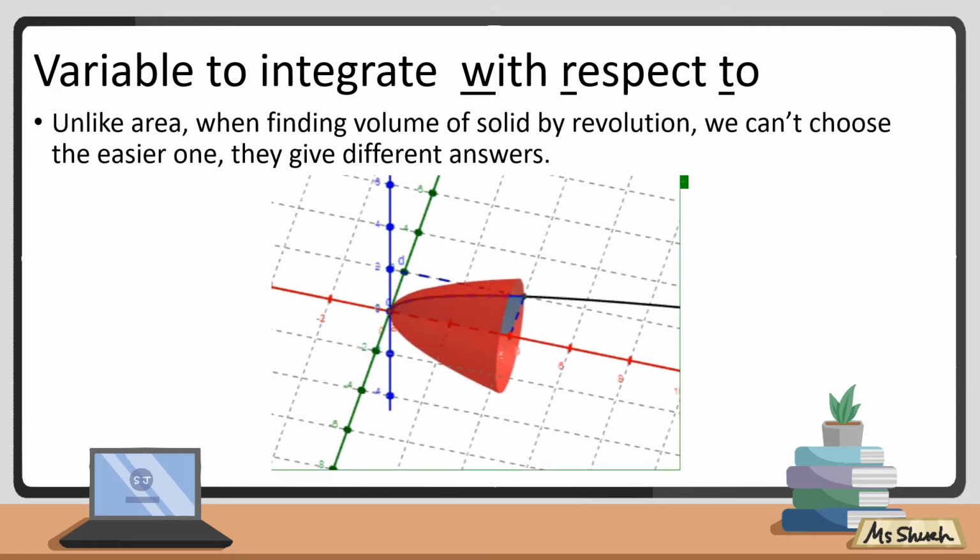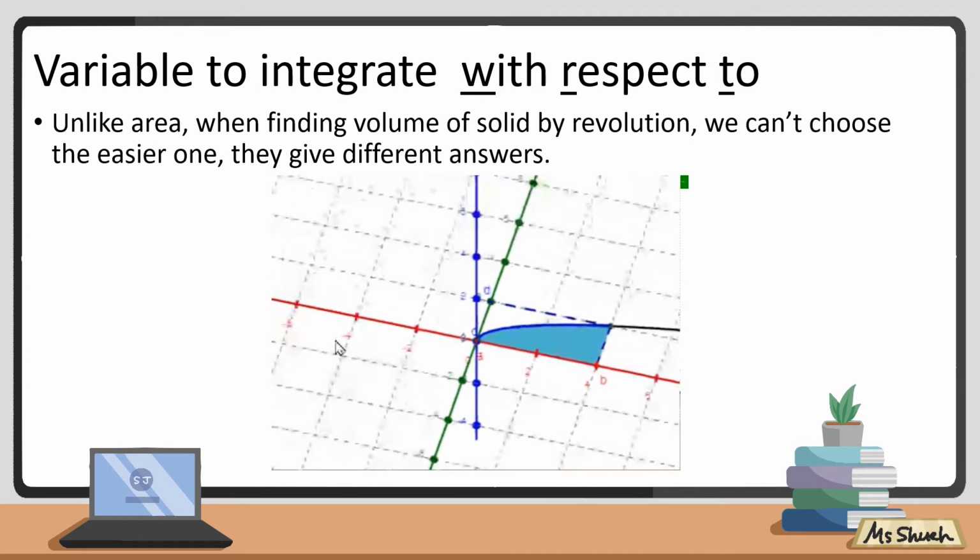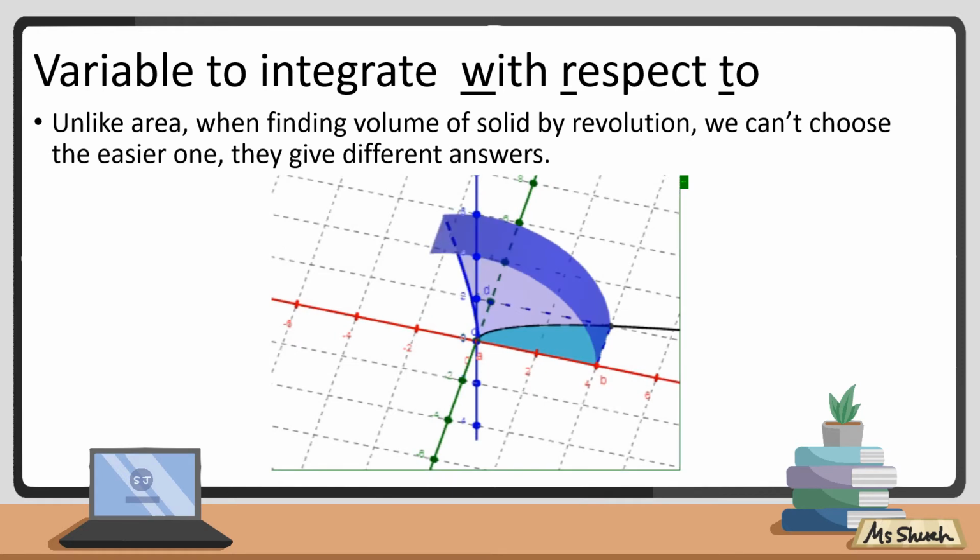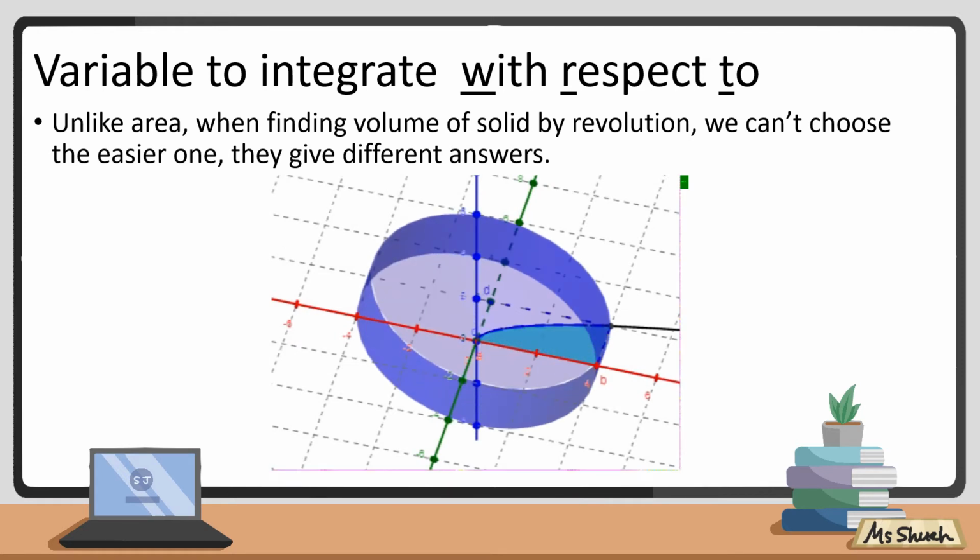But if we take that same region, this time we're going to go this way. We're going to rotate about the y-axis, so making this green one our axle. We are going to get a completely different solid. So if we were to integrate the same region with respect to a different variable, we're actually going to get different answers because we're finding the volume of a different solid.